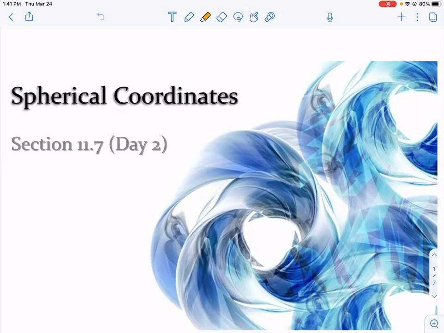Spherical coordinates. So yesterday we talked about cylindrical coordinates. We moved circularly in the XY plane, and then we moved up or down Z. Okay. Spherical coordinates. What does that sound like we're going to do?